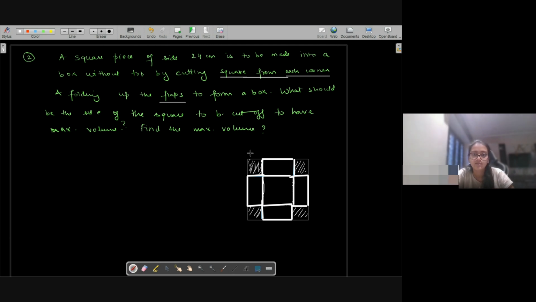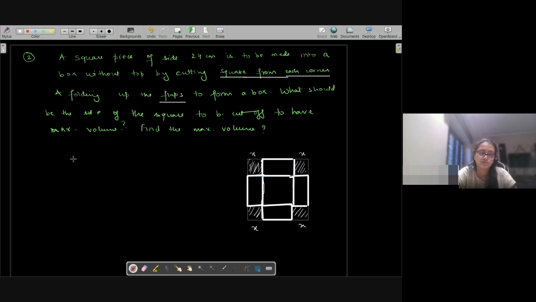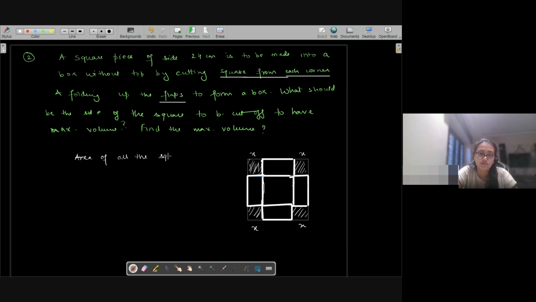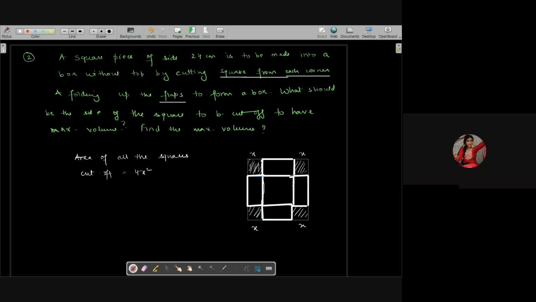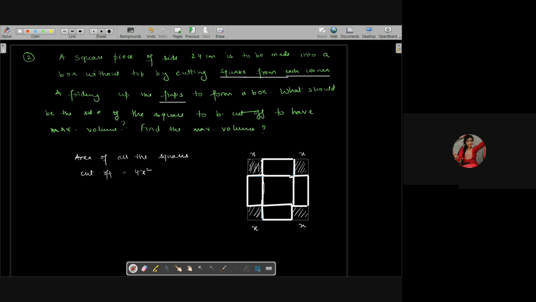So you're taking the side of the square as x. Then the area of all the four squares cut off will be 4x squared. And then something minus 4x squared is the actual. Actually, no. I'm not sure what to do next.